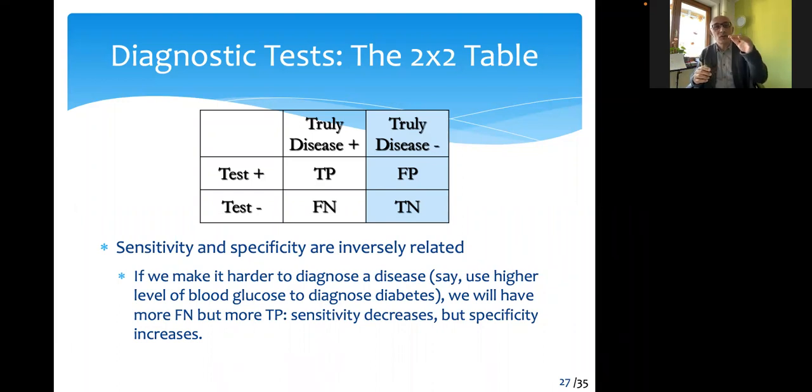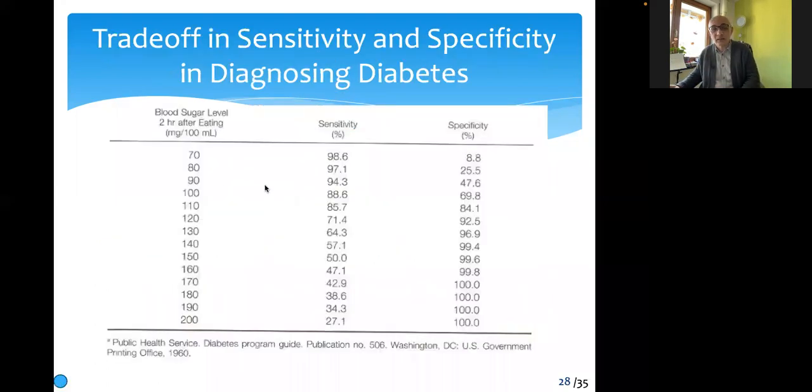Now imagine you decrease the threshold. You start diagnosing diabetes at 120 instead of 126. That means you will have a lot more people labeled as diabetic, and that will, of course, increase your sensitivity, but on the other hand decrease the specificity, because some healthy people will be falsely labeled as having the disease. There is a study on this showing the trade-off between sensitivity and specificity.